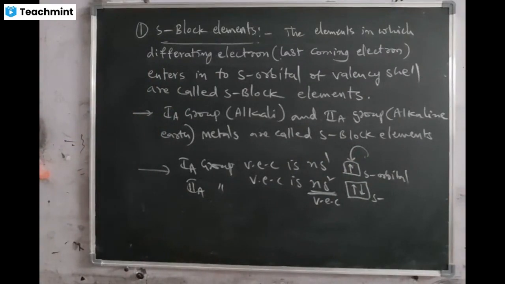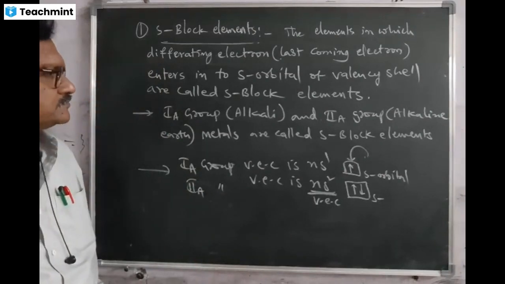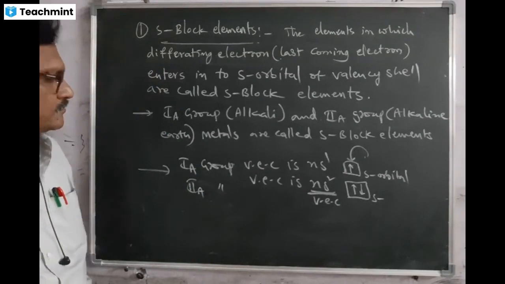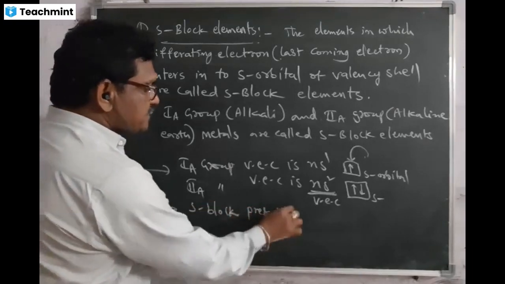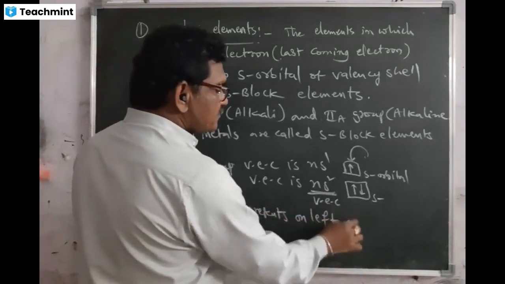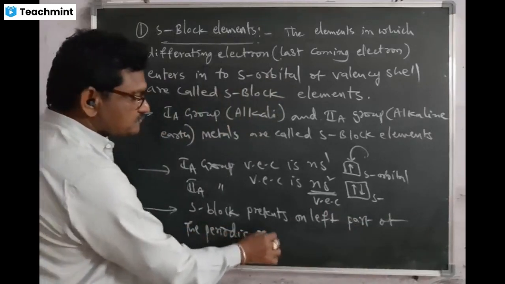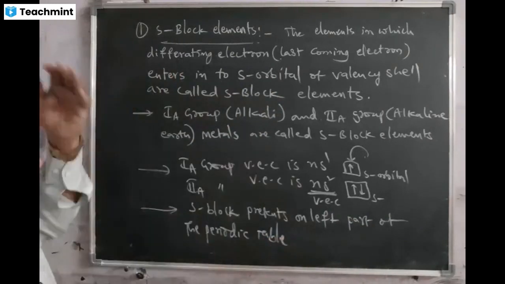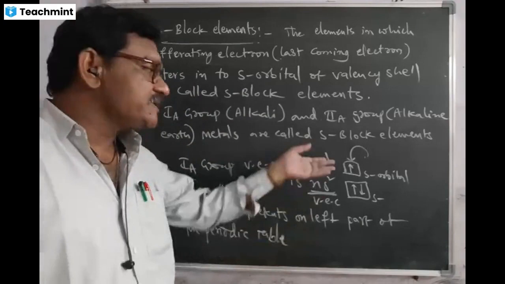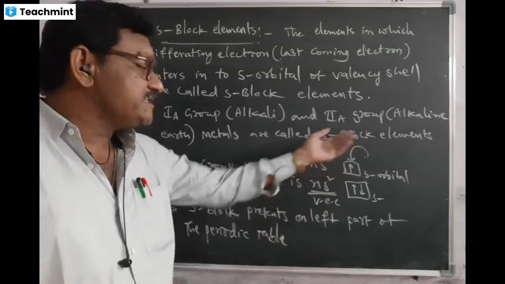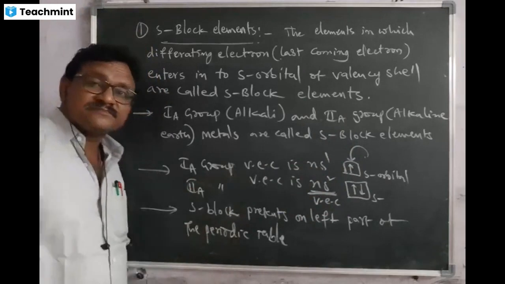Okay, is it clear? So these S block elements are present on the left part of the periodic table. While observing the long form of the periodic table, the complete left portion is called S block. What are S block elements? First A, second A. What is their configuration? ns1, ns2. Why are these called S block? Because the differentiating, last coming electron enters into the S orbital of the valence shell. That's why these are called S block. That's it. This information is enough.